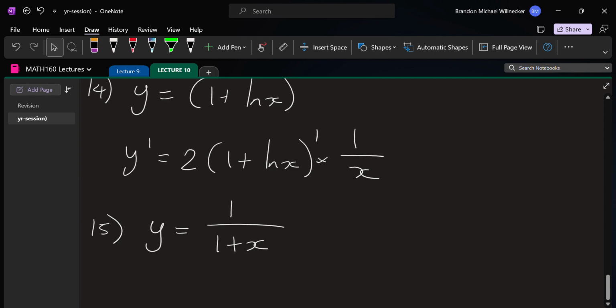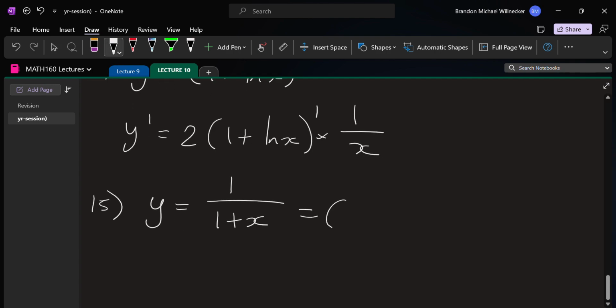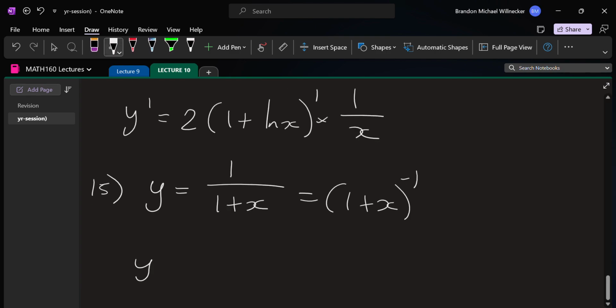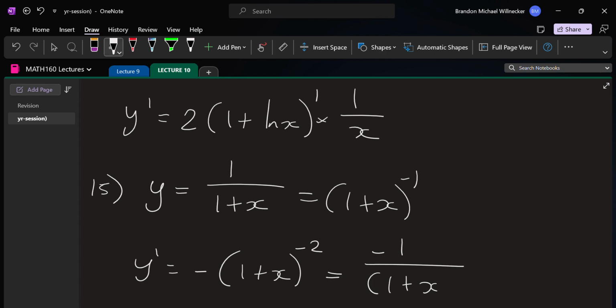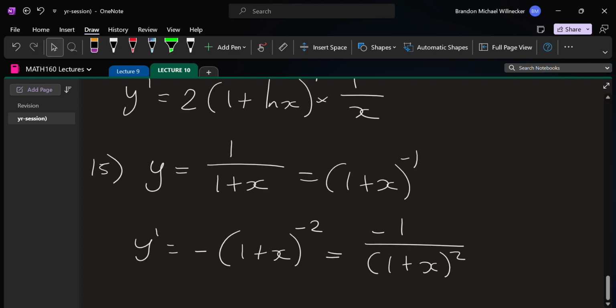Okay, 15. So here we have y equals 1 over 1 plus x. You can either use the quotient rule, but remember the derivative of the top will just be 0. So whatever quotient rule you have there, f prime, that's just 0. Or you could write this as 1 plus x to the minus 1. That's another way of doing that. Since all of that stuff is in the denominator, it has an exponent of minus 1. So y prime is going to be minus 1 plus x to the minus 2, or you can write that as minus 1 over 1 plus x squared.